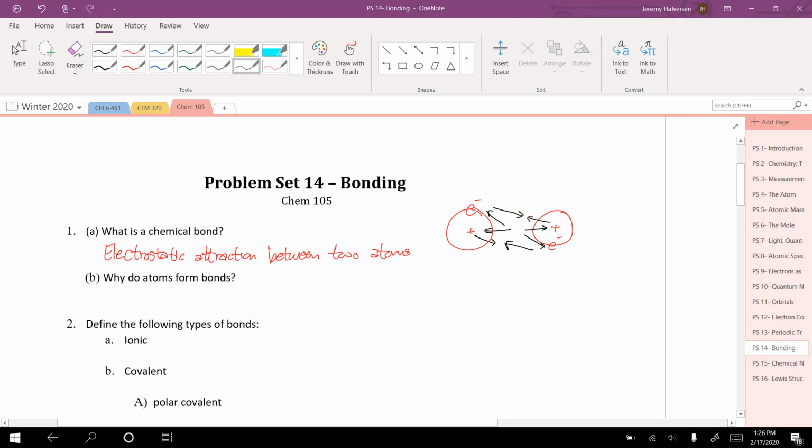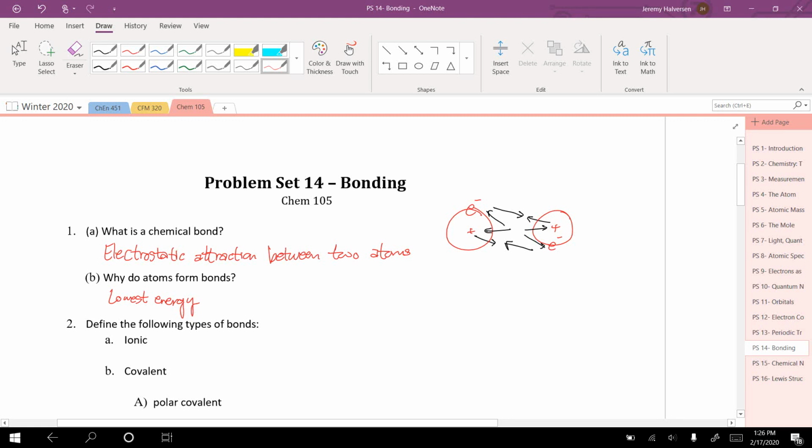And so we end up getting a balance between these electrostatic attractions, and that balance sets the distance that those two atoms are going to equilibrate apart from each other. They're going to come together to a point where they can get to the lowest energy state. So that's really why atoms form bonds, so that they can get to lower energy states.